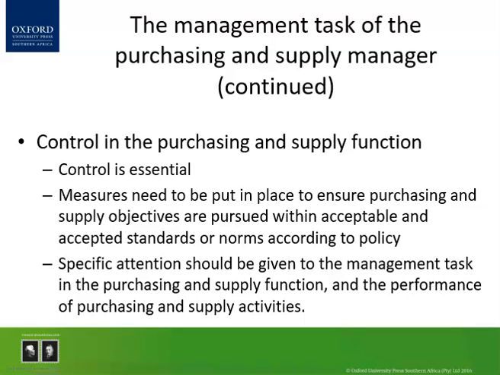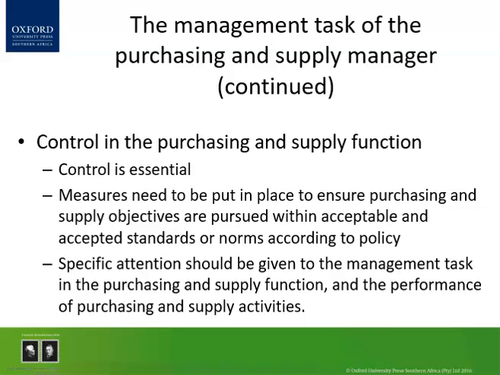Then there's also need for control in the purchasing and supply function, because in this case we are saying measures need to be put in place to ensure purchasing and supply objectives are pursued within acceptable standards or norms according to the policy of the organization in terms of how and where to buy. I'm sure we all know that in South Africa, most organizations, before they buy from any organization, want to see if that organization falls under BEE or BBEE. Those other factors need to be considered.